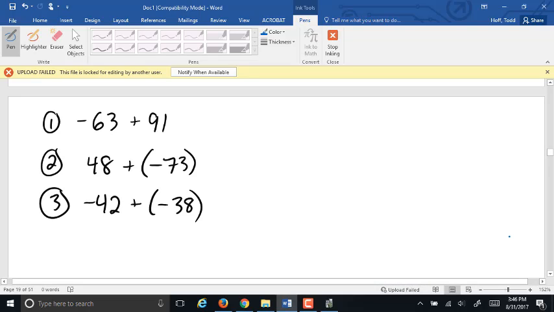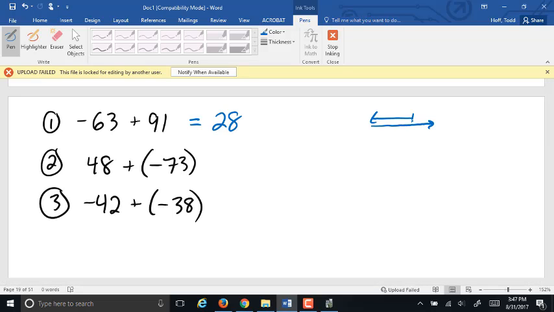Let's see how you did. Negative 63 plus 91. What does that become? 28. Perfect. We have negative 63. Positive 91 is the opposite direction and longer, so we end up on the positive side. They're opposite directions, so it's the difference, which is 28.